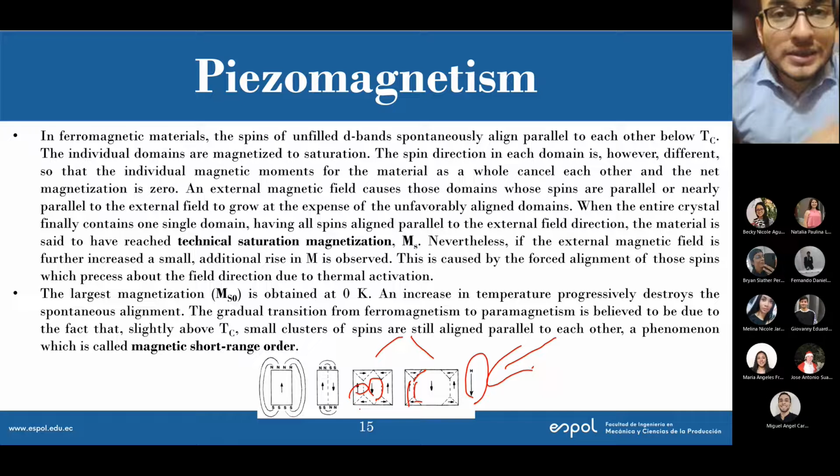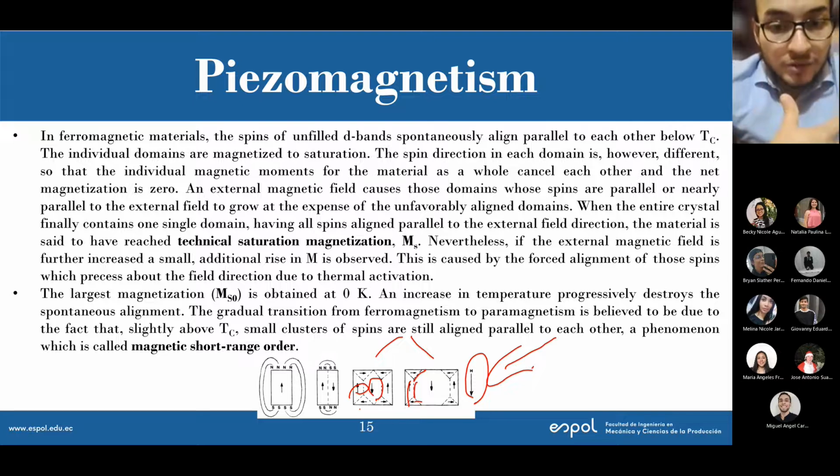Now, what happens if the external magnetic field is further increased? Obviously, there will be a slight increase in M as well, a slight increase in the magnetization. And that will just be due to the alignment of those spins that were not already aligned with the field. The largest magnetization that the material can get is the MS0, so the magnetization at 0 Kelvin.